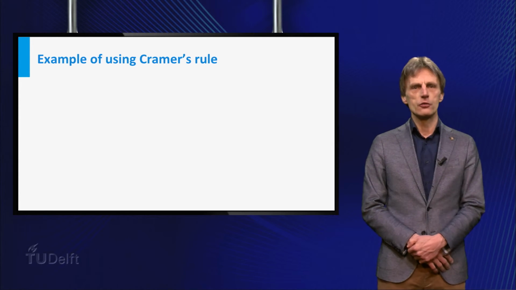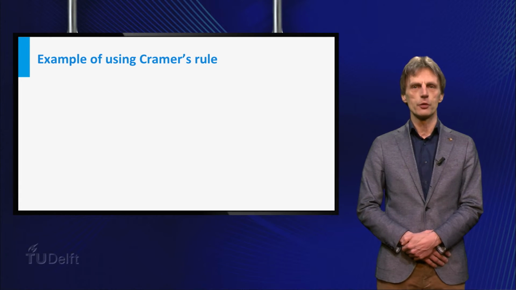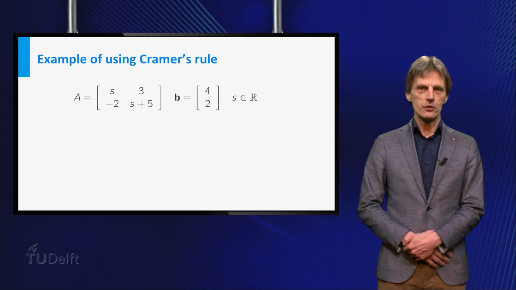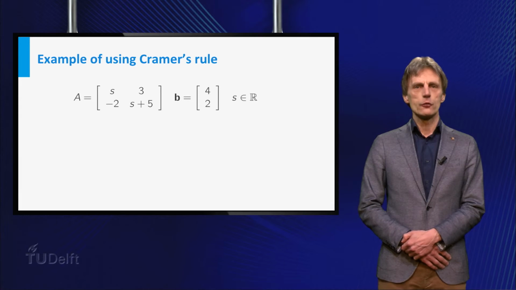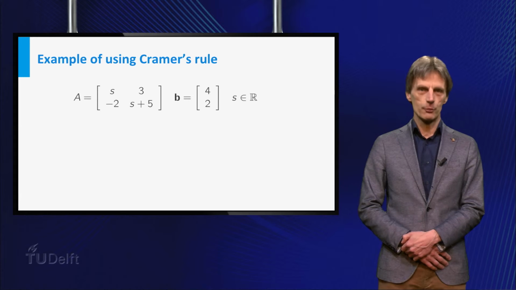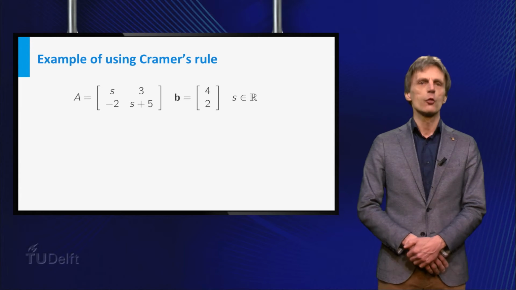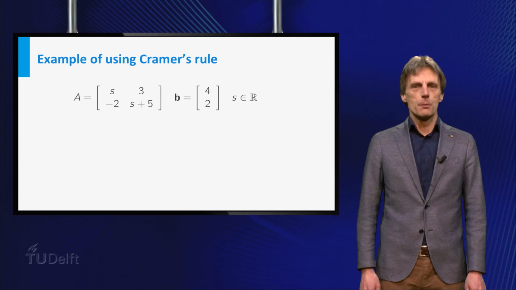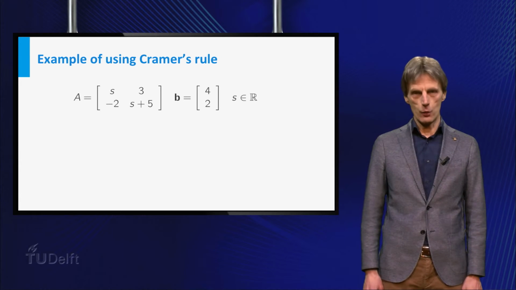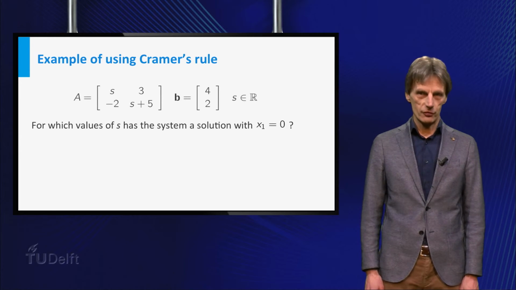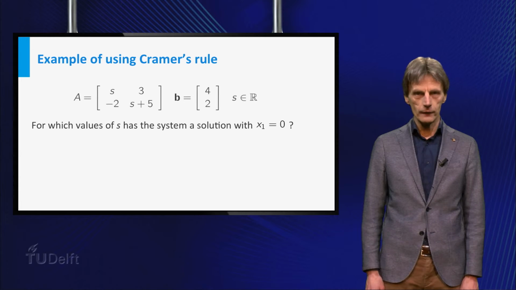Before giving the general result, I'd like to show you an example of a problem which is easily solved by using Cramer's rule. Consider the system A times x is equal to b, where A is equal to the matrix [s 3; -2 s+5] with parameter s, and b is equal to the vector (4, 2). Suppose you need to know the answer to the following question. For which values of s does the system have a solution x with x1 equal to 0?